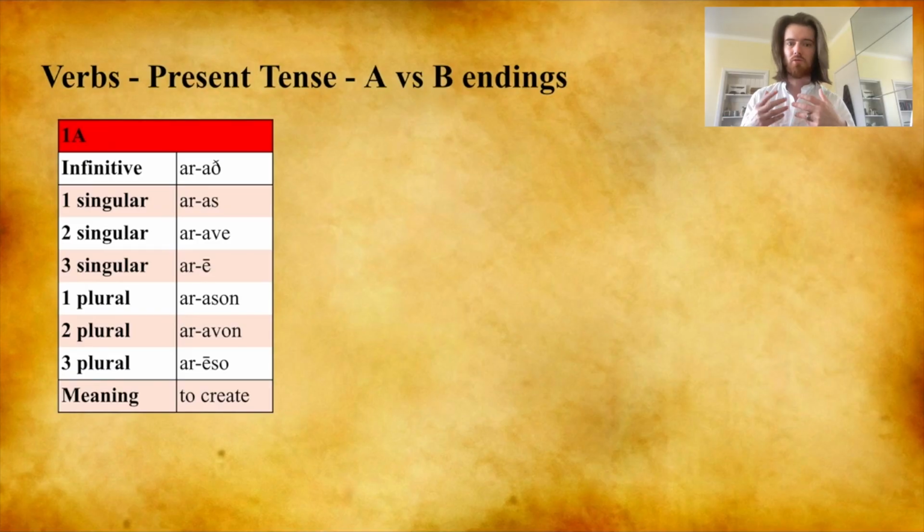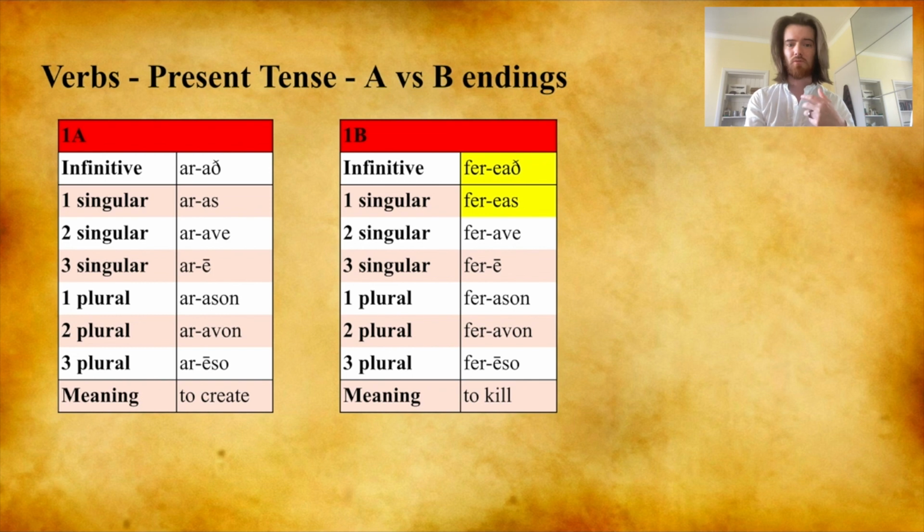The difference between the A and the B subclasses is that while they're generally under the umbrella of the first conjugation, they have some differences within some of their tenses, which are important to get the endings correct. So, if we compare arav, the verb to create, with fereav, the verb to kill, you'll see that the endings for the infinitive and first person singular for the 1A conjugation are av and as. However, for the 1B conjugation, they are eav and eas. Otherwise, all of the endings are the same between the 1A and the 1B conjugations. So this is an example of a difference between the subclasses.